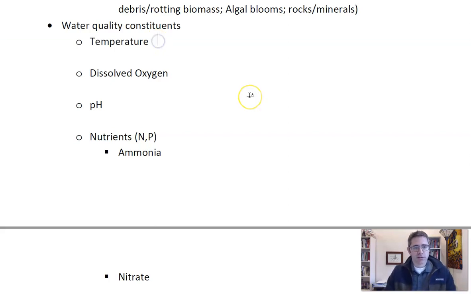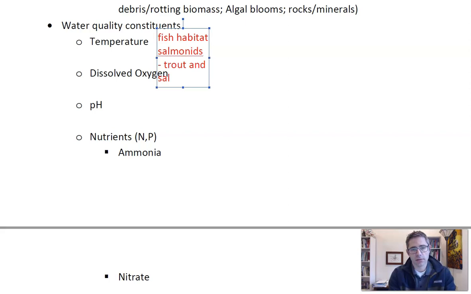So first of all, temperature. Why do we care about temperature? Well, first and foremost, this affects fish habitat. The fish that tend to be most sensitive to temperature are what we call salmonids. So this includes trout and salmon.